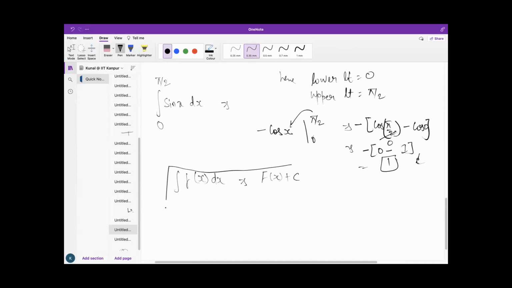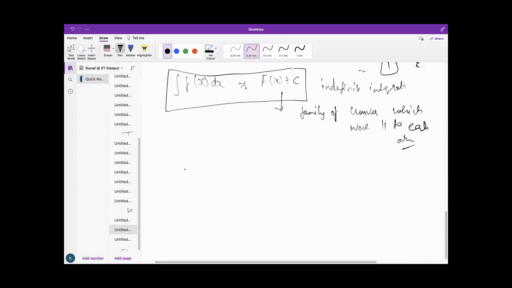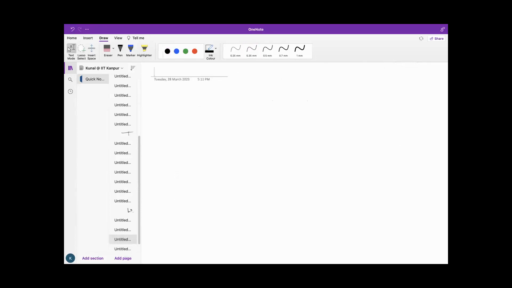This is actually an indefinite integration, right? So what does it represent? It represents the family of curves which are parallel to each other, right? It represents the family of curves that are parallel to each other. So now the question arises, what does this represent if limits were substituted? Let me show you what this represents.